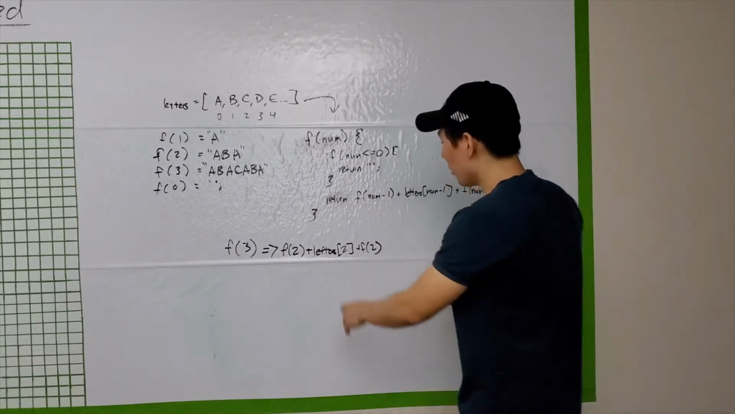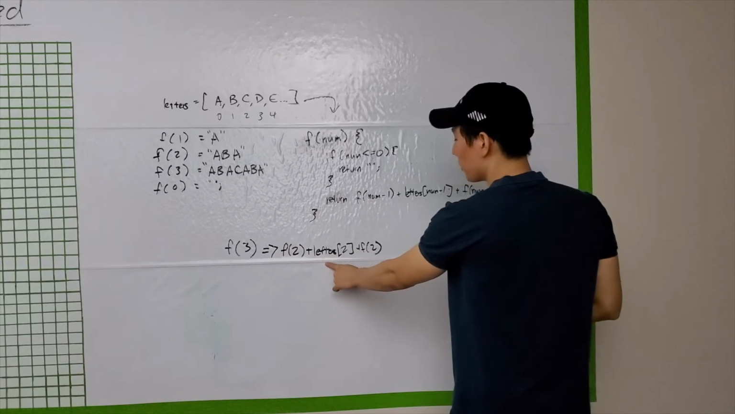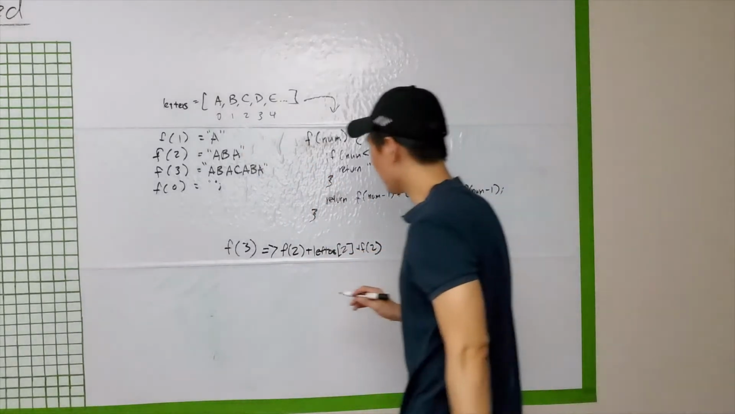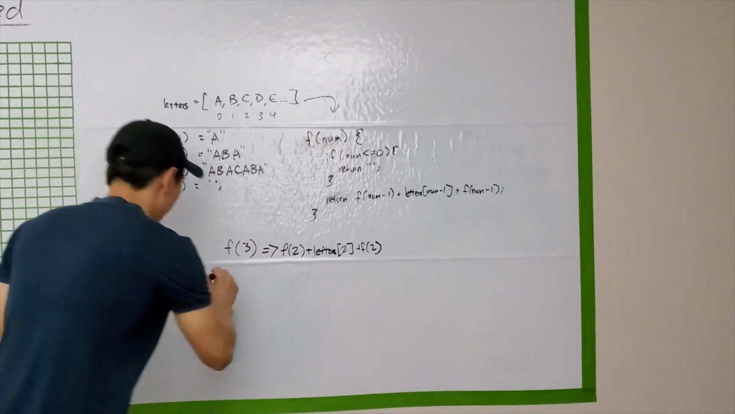And so, can we solve for this? Well, we can solve for letters of 2. We know that that is a C. However, we don't know f of 2 yet. And so let's go figure that out, and then we can bubble up.